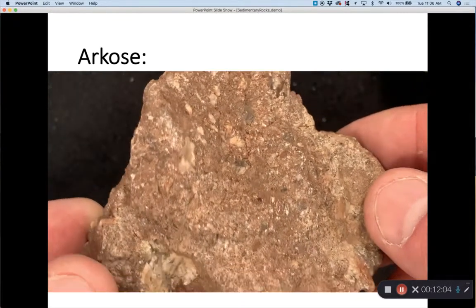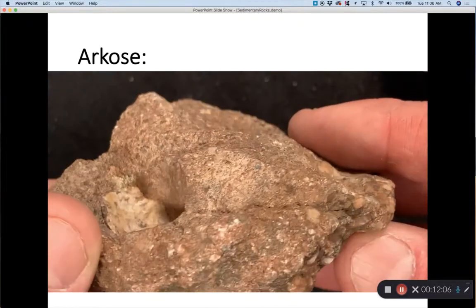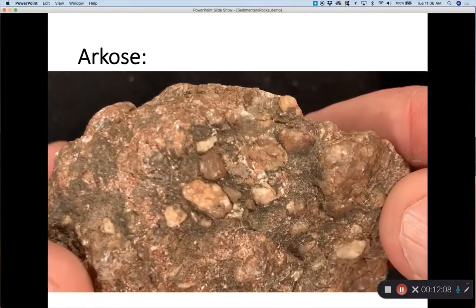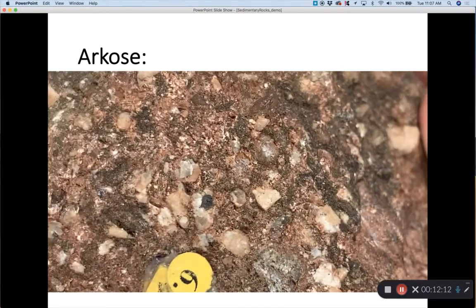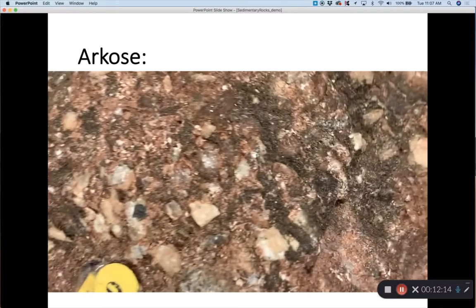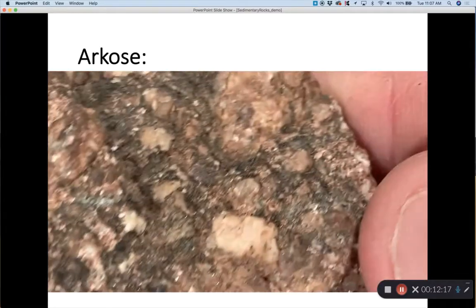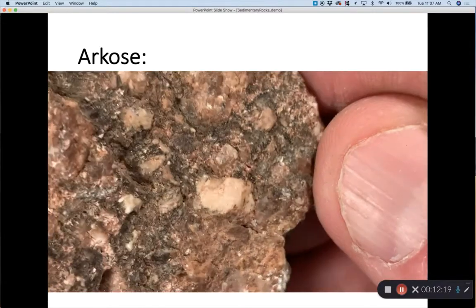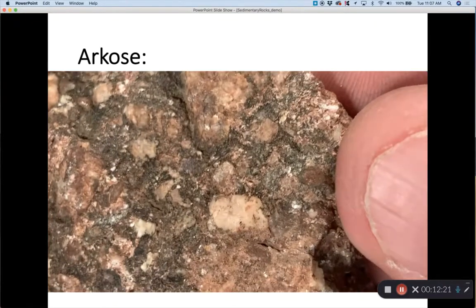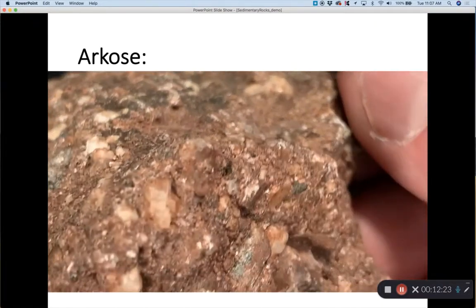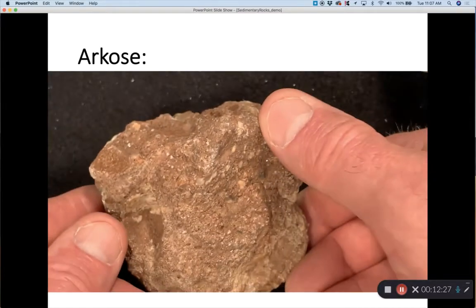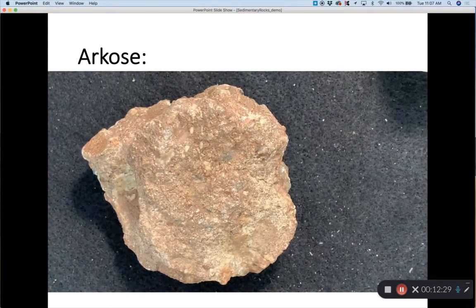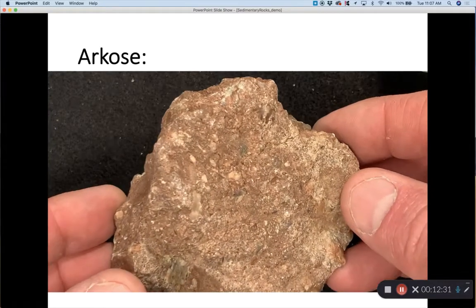What you notice here is a grainy rock, but one where there's some pebbles mixed in there. There's some pinkish red material, which is, well, the deeper red is iron oxide. The pinkish material is some feldspar. There might be some flashy little flakes of mica mixed in as well. So it's kind of a hodgepodge of different types of grains.